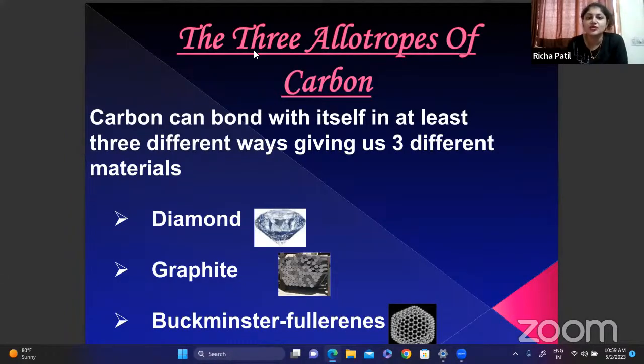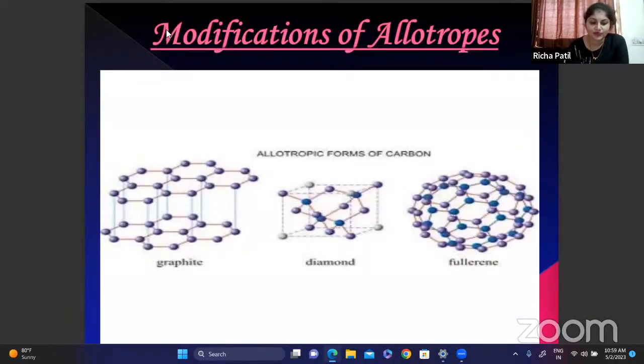So the 3 main allotropes of carbon are diamond, graphite, and Buckminster fullerene. We'll discuss these allotropes in the next class. Along with the allotropic forms, we'll solve some of the questions on group 14. So we'll see this in the next class.